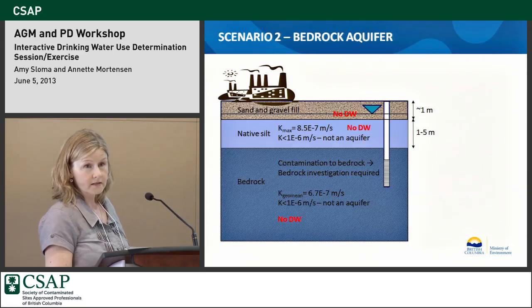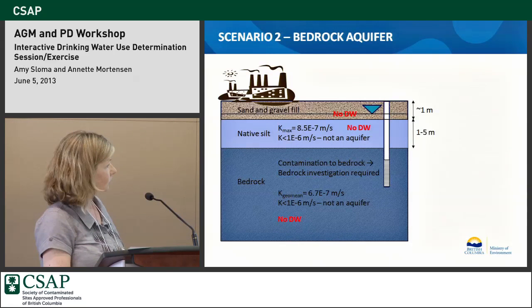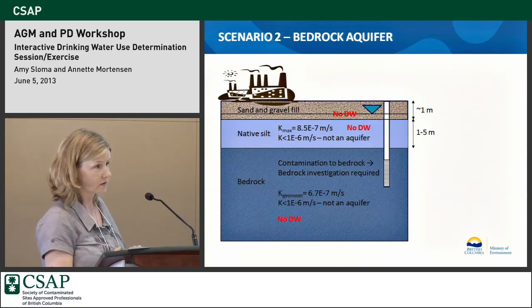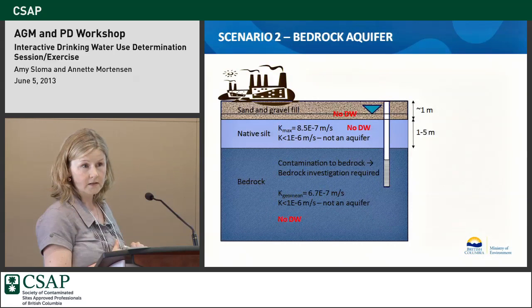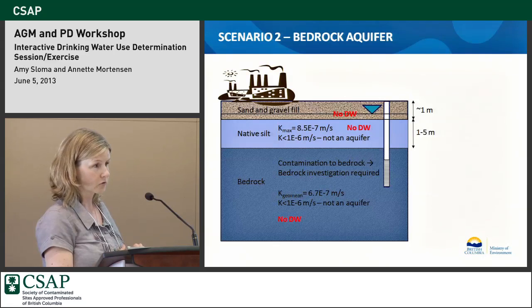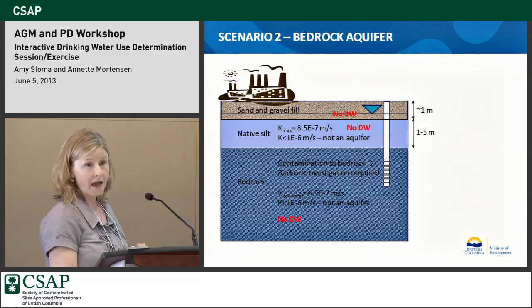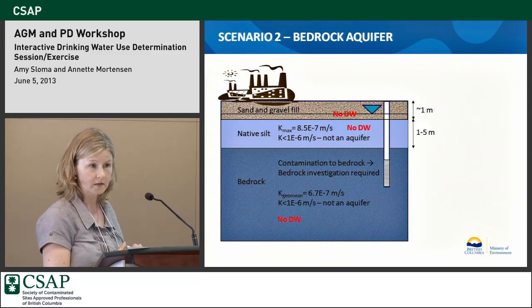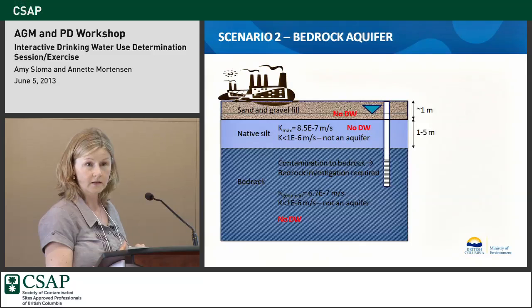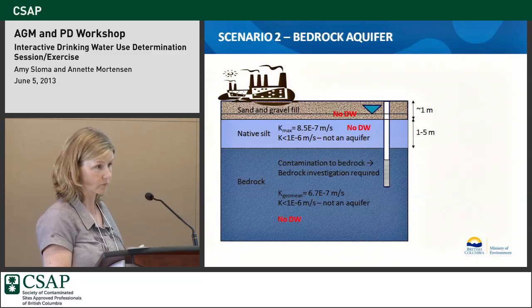We have more than 6 tests, so we're allowed to use the geometric mean, 6.7 times 10 to the minus 7. It's less than 10 to the minus 6, so it's not an aquifer. Drinking water use does not apply. Notice here the max value, which is what you have to default to if you don't have more than 6 values measured, is higher than 10 to the minus 6, so then you would actually not have been able to exempt this bedrock aquifer.